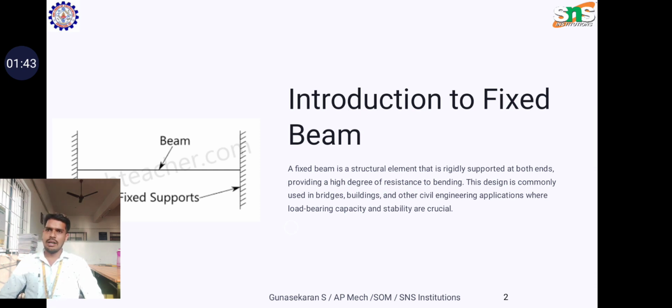Understanding these characteristics and behavior of fixed beams, engineers can effectively design and analyze structures to ensure they meet performance and safety requirements.